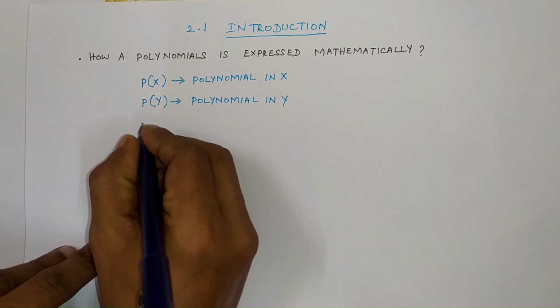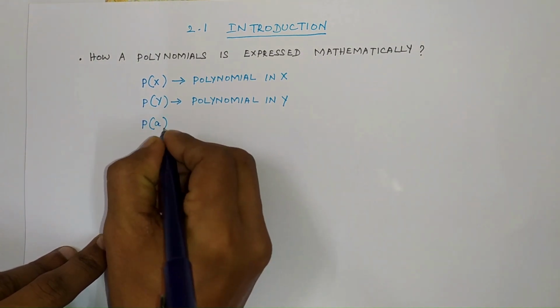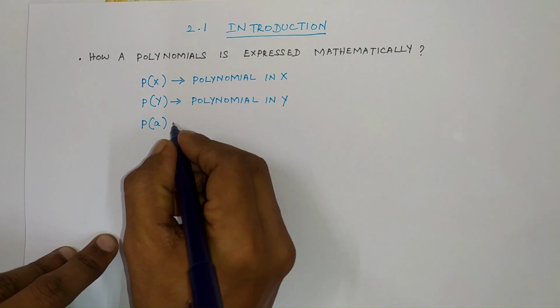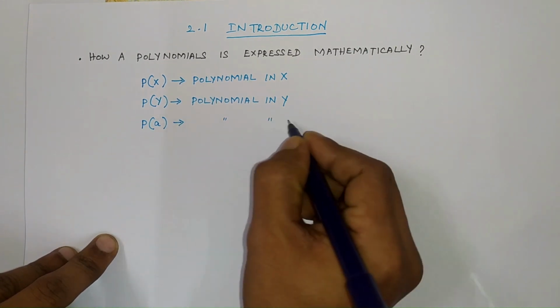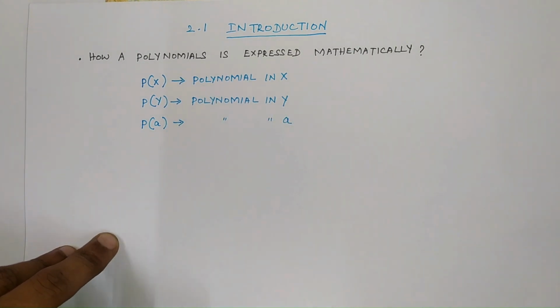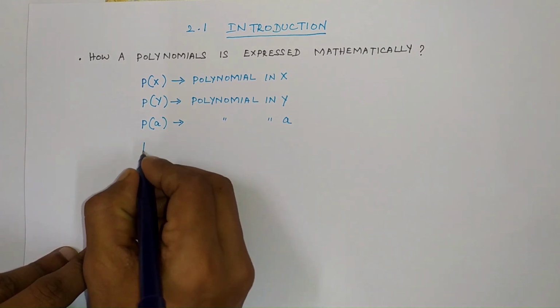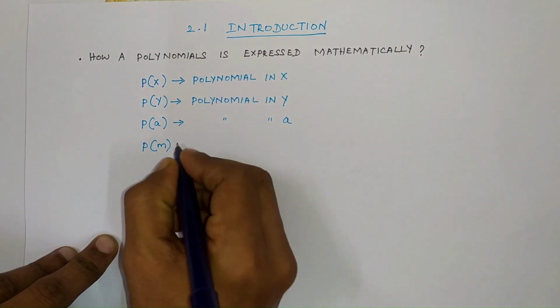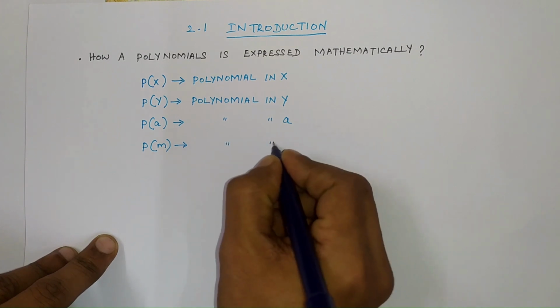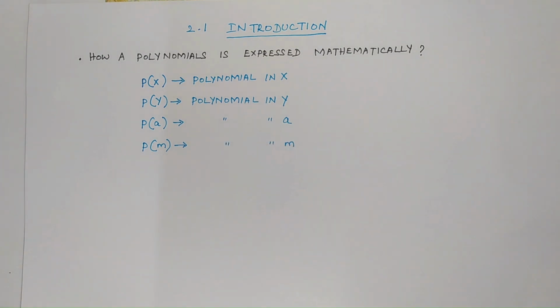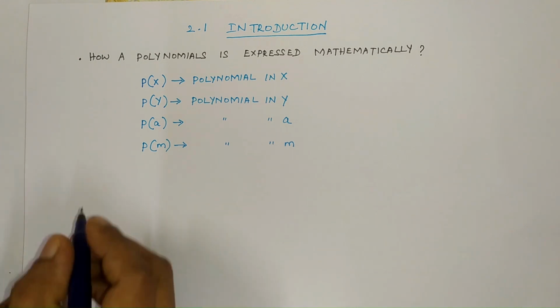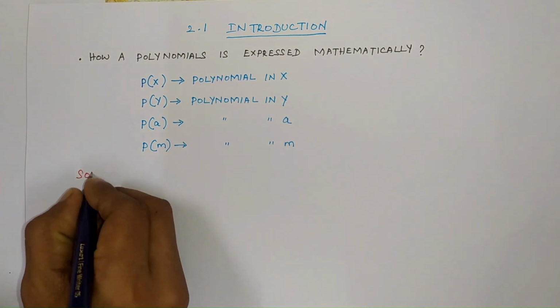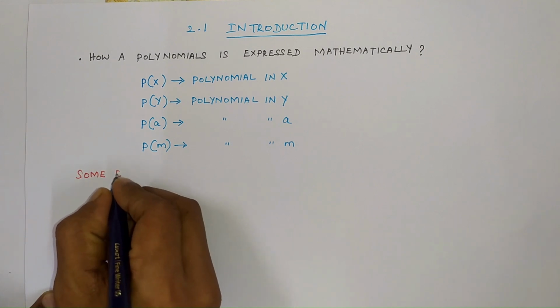So I can also have, say, p of a. This is nothing but a polynomial in a, or say I can have p of m. This is nothing but a polynomial in m. So this is how we express a polynomial mathematically. Okay, so now let us look at some examples of a polynomial.